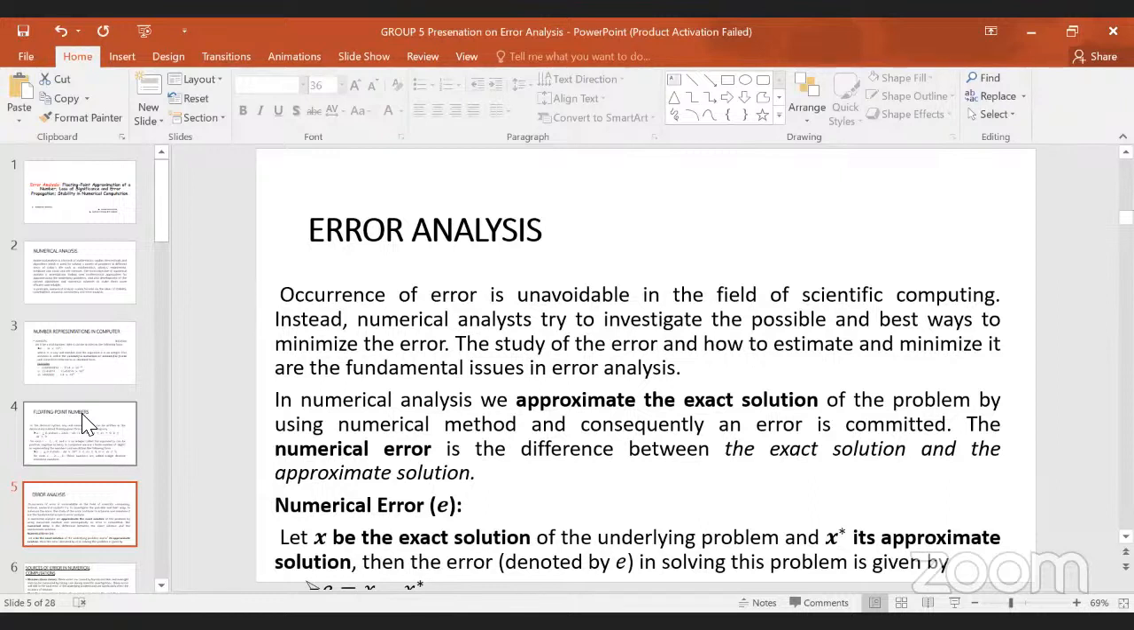Thank you, sir. So the essence of this error analysis is that numerical analysts want to look at the possible ways by which we can minimize this error, since we all know that it is unavoidable. But we want to find a way to minimize it such that the difference between the answer we get and the answer we're expected to get will not be by a wide margin. In numerical analysis, we approximate exact solutions of problems using different numerical methods.